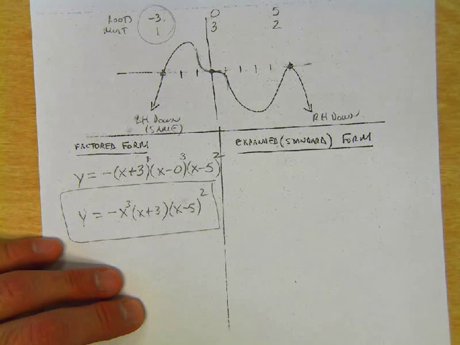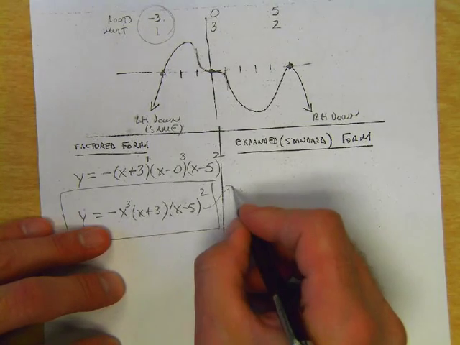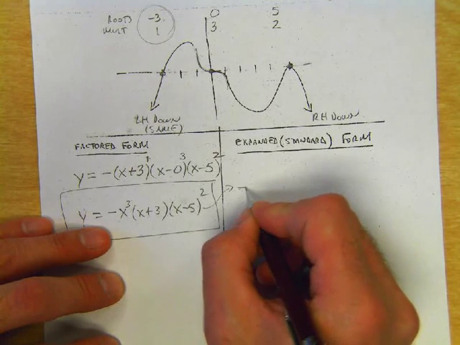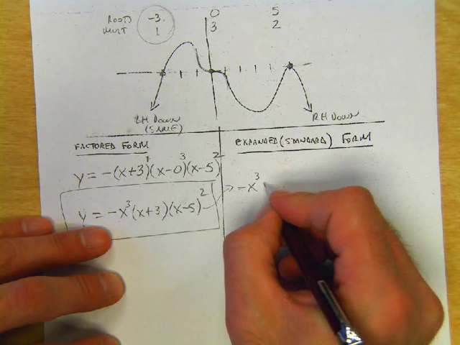And lastly, distribute the negative x cubed. So y equals negative x to the 6th plus 7x to the 5th plus 5x to the 4th minus 75x cubed. That's a horrible process.